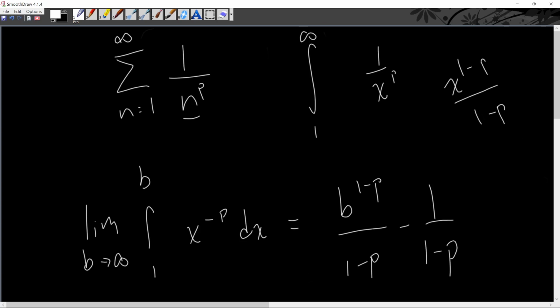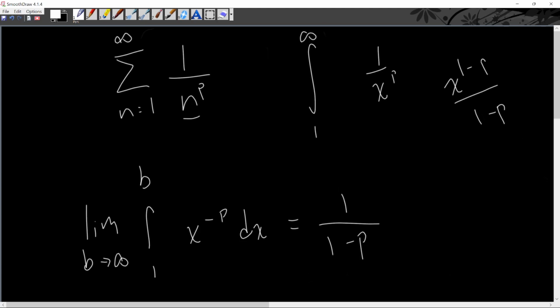And so I am going to re-plug in that limit as b approaches infinity, but I'm going to factor out some 1 over 1 minus p stuff. We can factor out that 1 over 1 minus p from the b to the 1 minus p, and we're going to have 1 over 1 minus p times the limit as b approaches infinity of b to the 1 minus p minus 1 over 1 minus p, right?